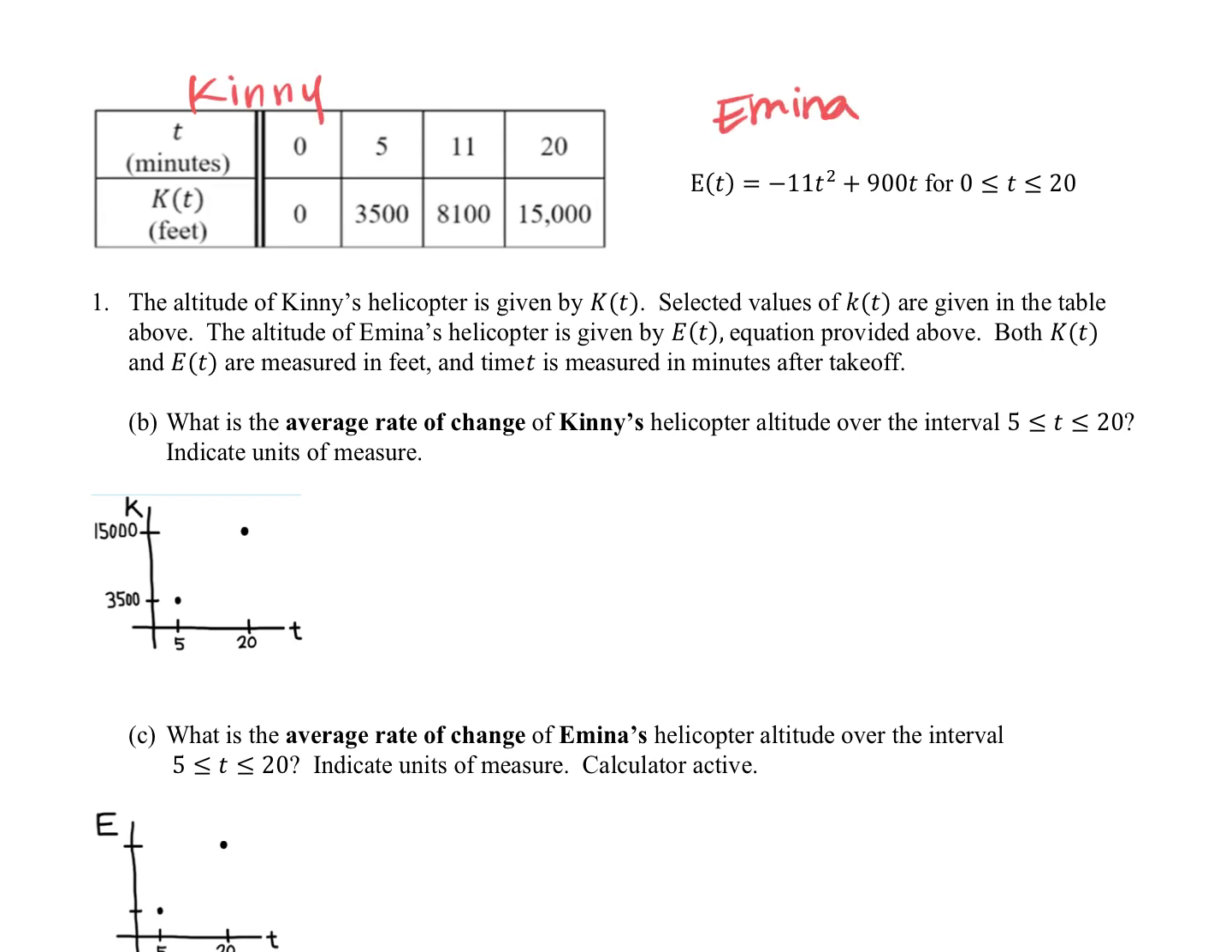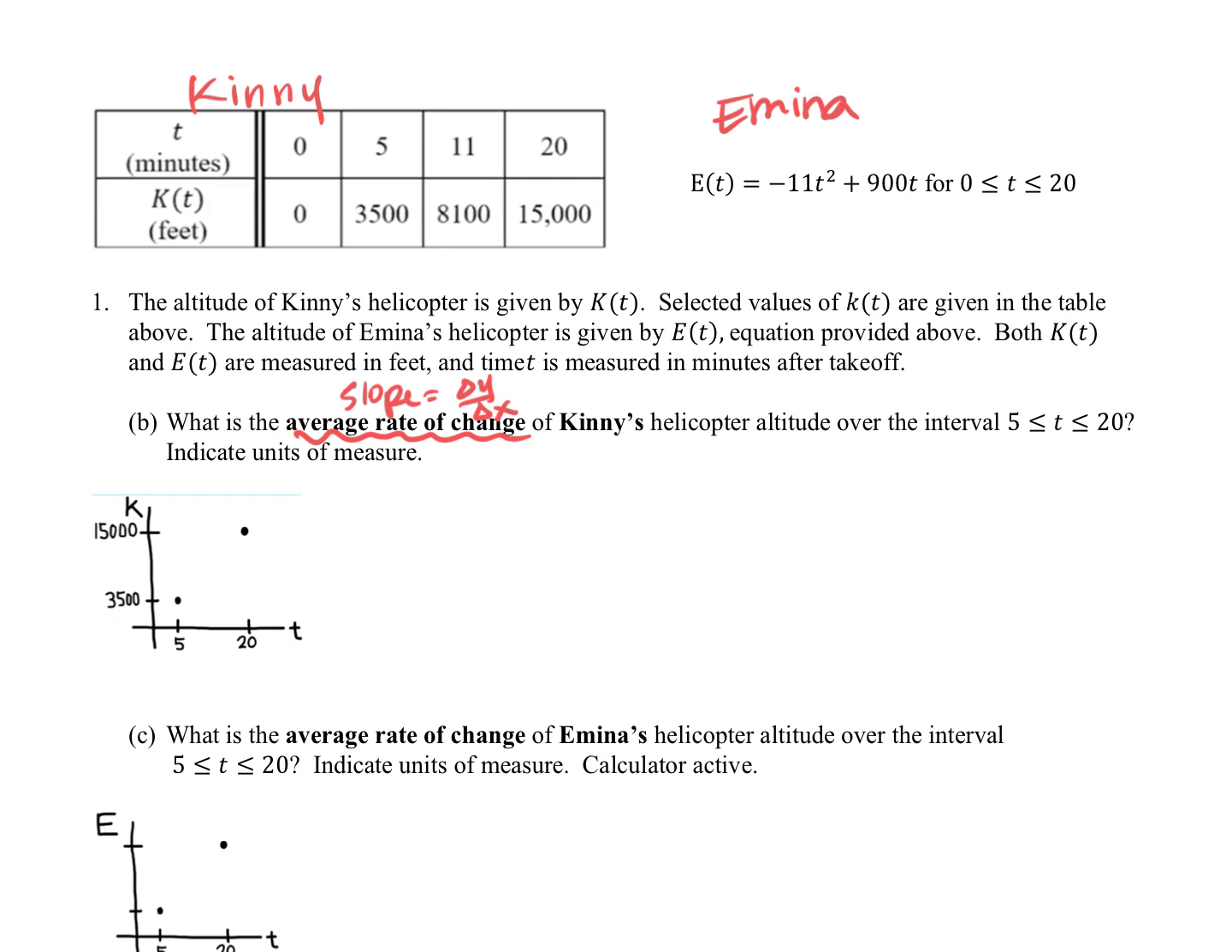Okay? Kenny, I just gave you a table. Amina, I just gave you an equation. They're both measured in feet, and t is measured in minutes after takeoff. What is the average rate of change of Kenny's helicopter between 5 and 20? Average rate of change, you guys, that just means slope. That just means change in y over change in x. So when AP asks you that, you're going to go back to 7th grade math.